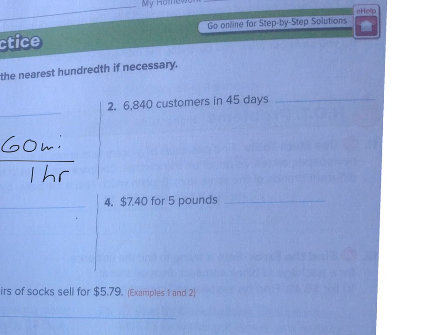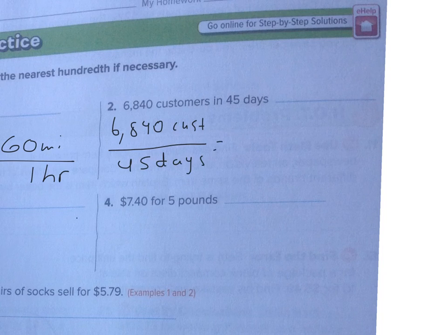To find the unit rate for number 2, we need to take 6,840 customers and divide by 45 days. And this will come out to 152 customers in 1 day, or 152 customers per day.